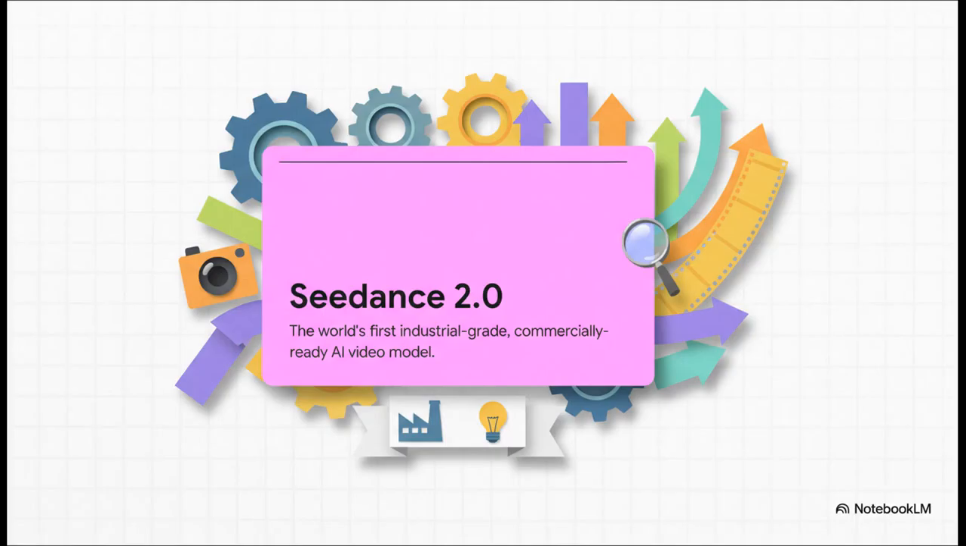Now, the key phrase you need to remember here is industrial grade. See, this isn't just another cool tech demo that looks neat but you can't really use. No. This is the world's first AI video model where, get this, an estimated 90% of what it spits out is good enough for commercial use right out of the box. No re-editing, no touch-ups needed.